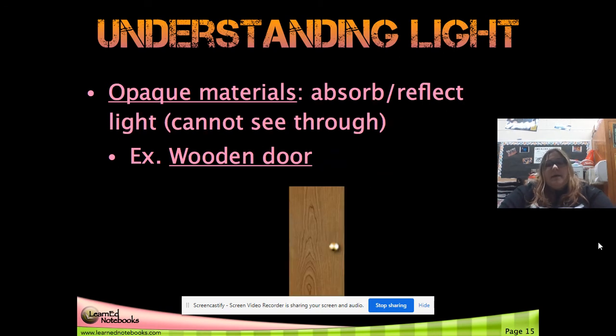And lastly, opaque material. Opaque is you can't see through it. It's like a mirror, which reflects and bounces back, or like a wooden door where the light doesn't come through that door at all.